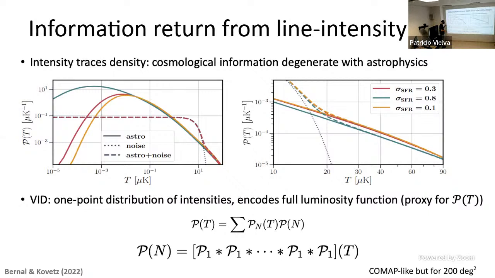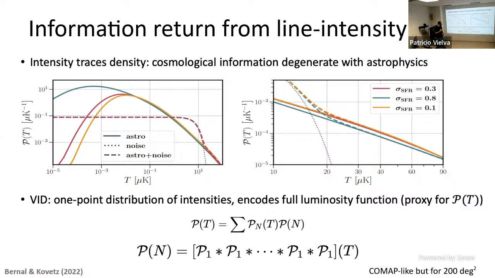So each of our boxes is going to contain more than one emitter, and the PDF of the sum of two contributions is the convolution of the individual PDFs. The PDF of a given temperature given n emitters is going to be the convolution n times of that PDF. And that's why we can predict the whole probability distribution function of our map.